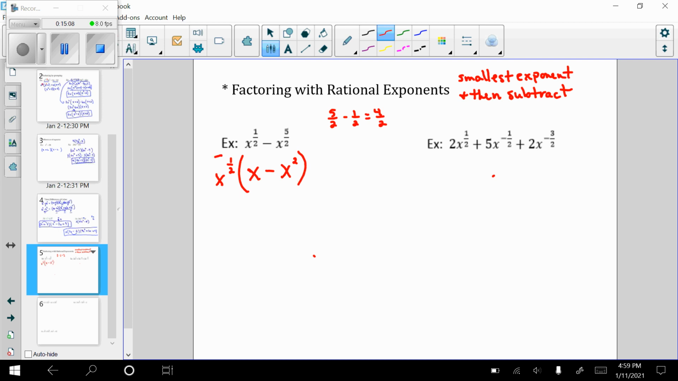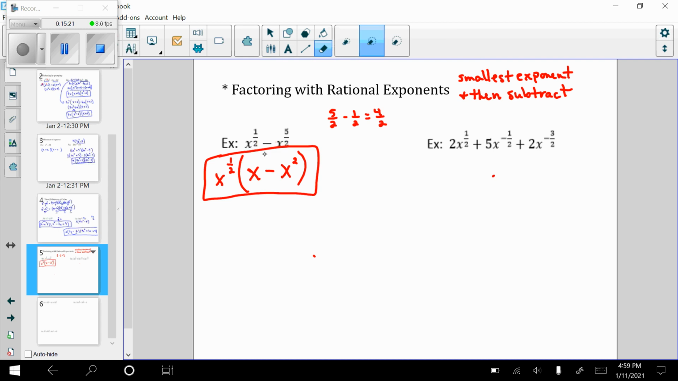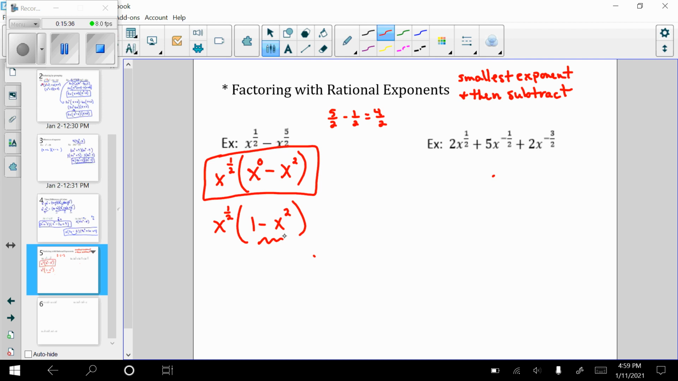So that factors to x to the 1/2 times x and x minus 2. Actually, I kind of messed that one up, didn't I? That would be x to the 0, since 1/2 minus 1/2 is 0. So then I get x to the 1/2 times 1 minus x squared. Then I actually have a difference of squares pattern here. So I get x to the 1/2 times 1 plus x times 1 minus x.